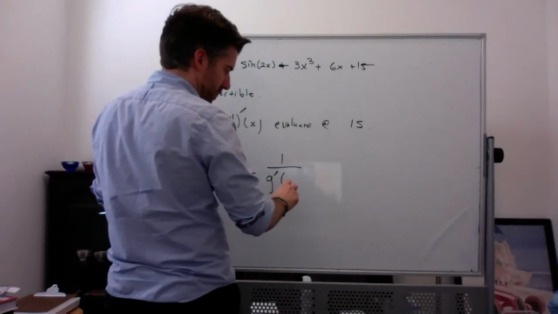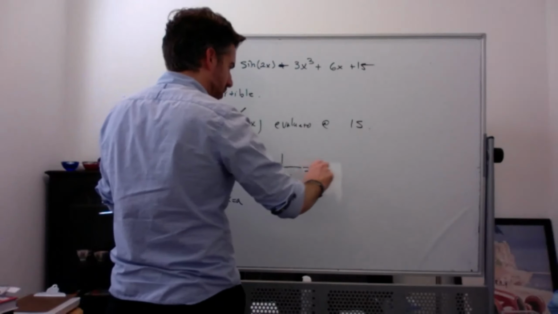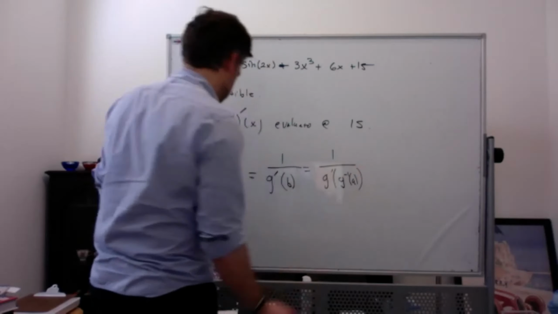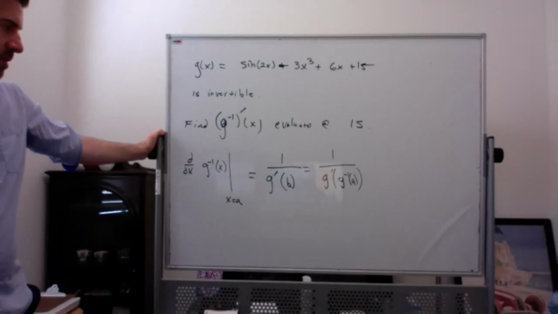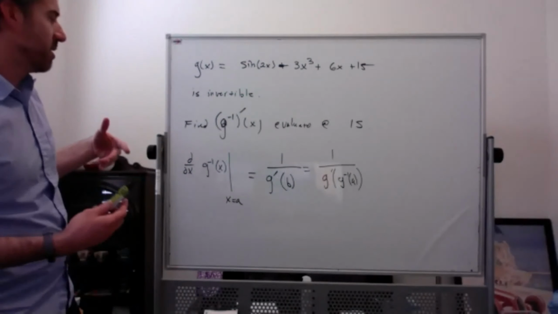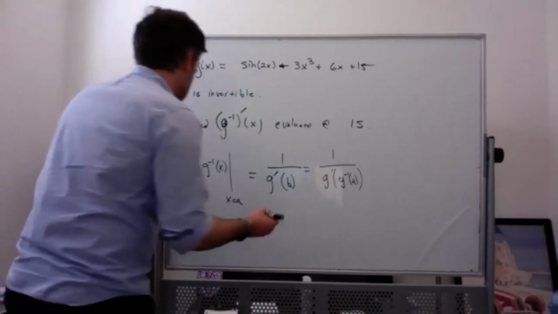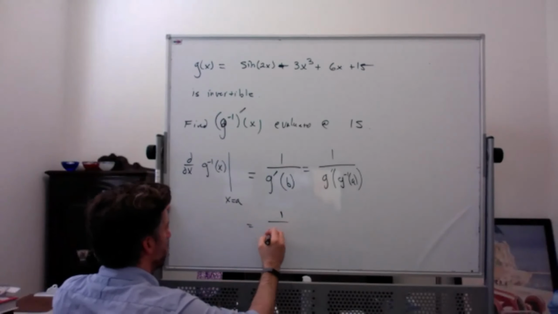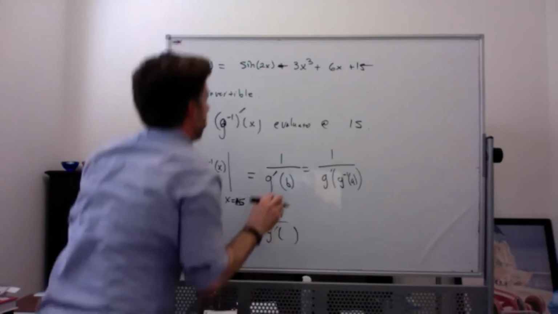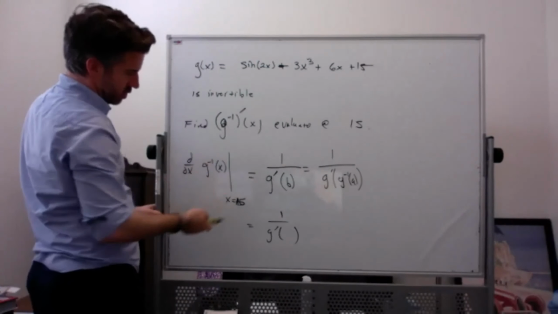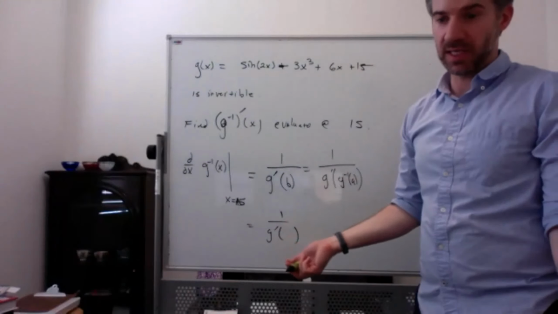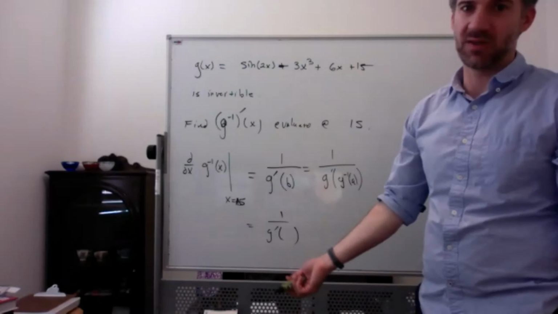People often write g prime of b as 1 over g prime of g inverse of a. Basically, whatever you're plugging in here, you're plugging in the thing that you had to... Let me say it this way. I'm trying to find the derivative of g inverse at 15. So I need to know what value of x gets me to 15. And it's usually in these kinds of problems very obvious. It's just like 0 or 1.